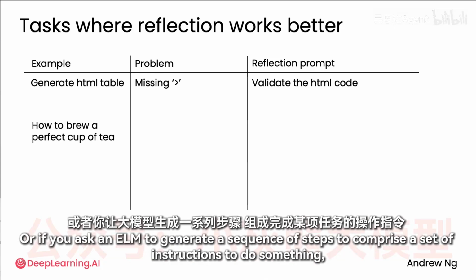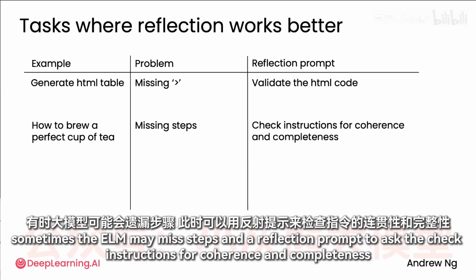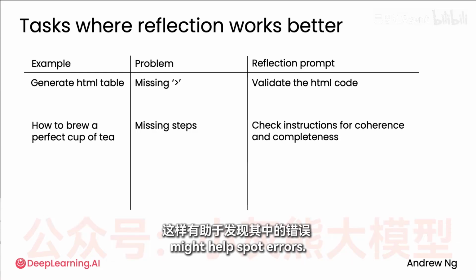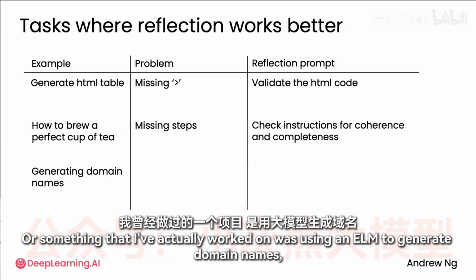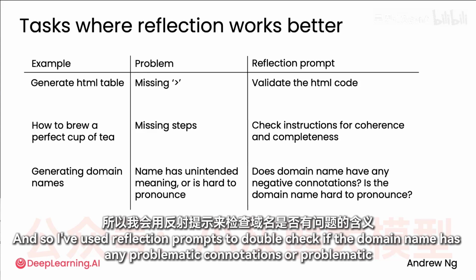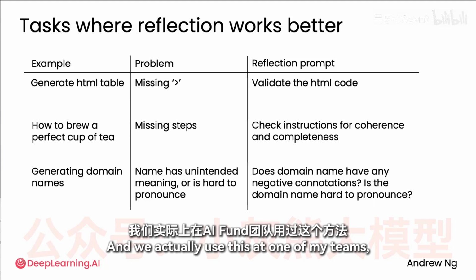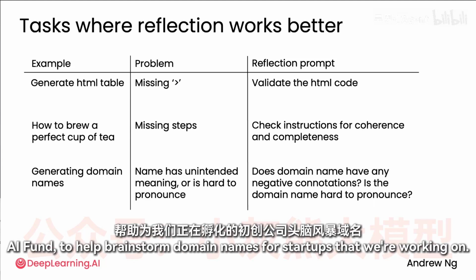Or if you ask an LM to generate a sequence of steps to comprise a set of instructions to do something, such as how to brew a perfect cup of tea, sometimes the LM may miss steps, and a reflection prompt to ask it to check instructions for coherence and completeness might help spot errors. Or something that I've actually worked on was using an LM to generate domain names, but sometimes the names it generates have an unintended meaning or may be really hard to pronounce. And so I've used reflection prompts to double check if the domain name has any problematic connotations or problematic meanings, or if the name is hard to pronounce. And we actually use this at one of my teams, AI Fund, to help brainstorm domain names for startups that we're working on.